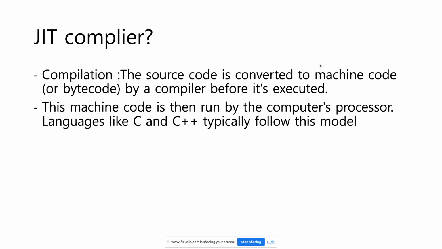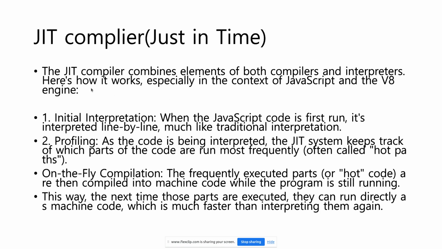So what is a JIT compiler? A JIT compiler gets the advantage of both the interpreter and the compiler. It combines elements of both. The first step is that it interprets JavaScript line by line, like traditional interpretation, and it profiles the hot path. The part of the code that runs most frequently is called the hot part.